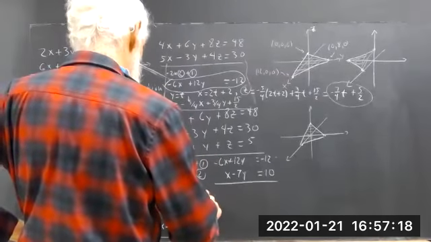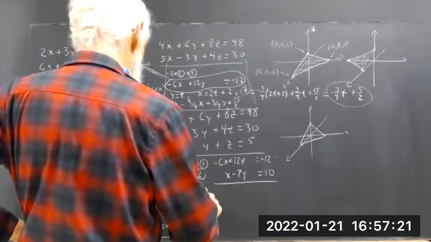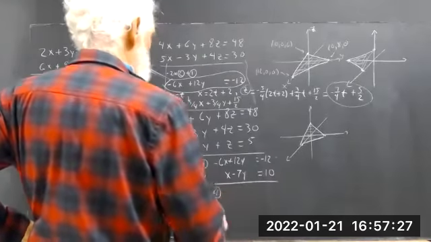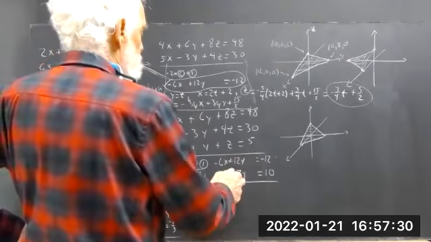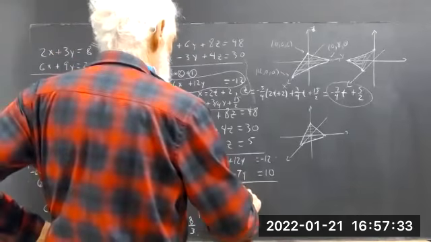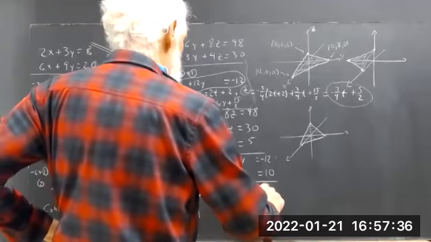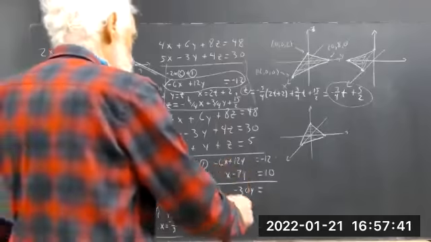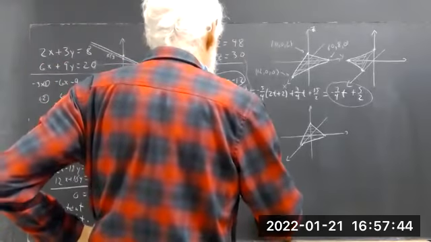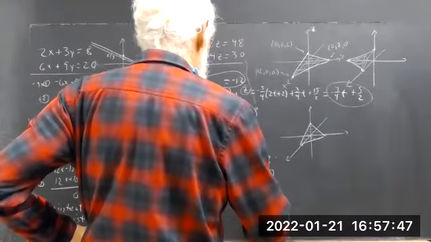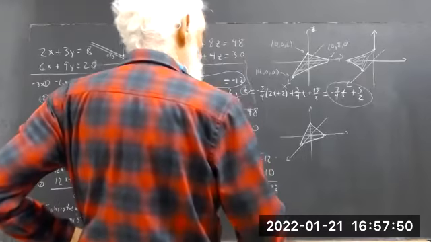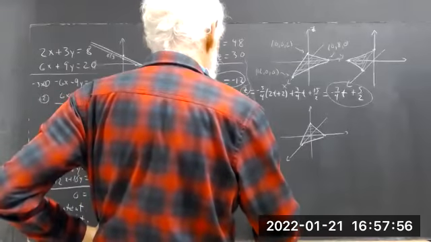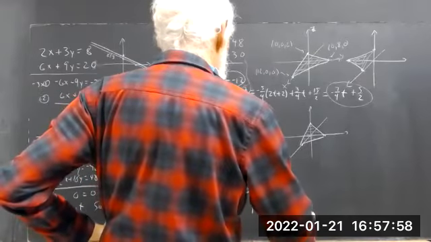We do six times the second equation plus the first, and that's going to get rid of x. 6 times -7 is -42. We add that to 12y, we get -30y. -6 times 10 is -60. And add that to -12, we get -72. So we get y equals -72 over 30, which is -12 over 5.